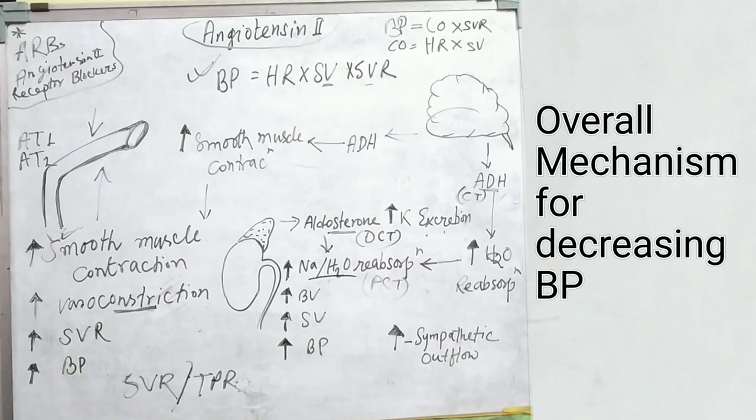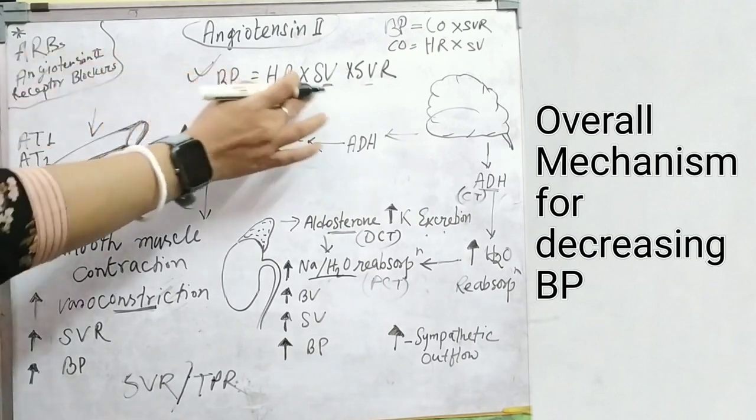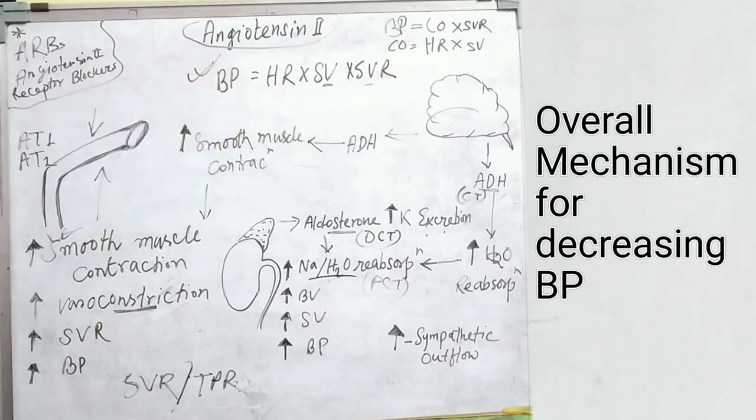So what is the work of ADH? It is called the antidiuretic hormone. It helps in the reabsorption of water. As we saw above, the water reabsorption will increase the blood volume. If the water is retained, then blood volume increases, which will increase the stroke volume, and which will increase the blood pressure again. So this is the way.